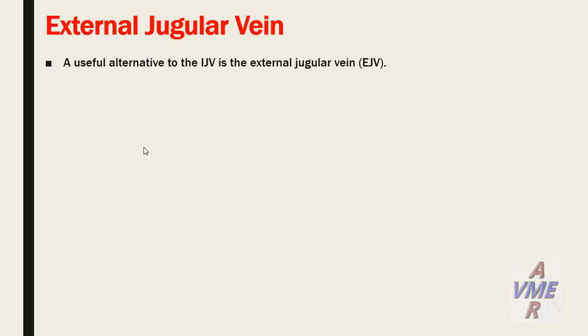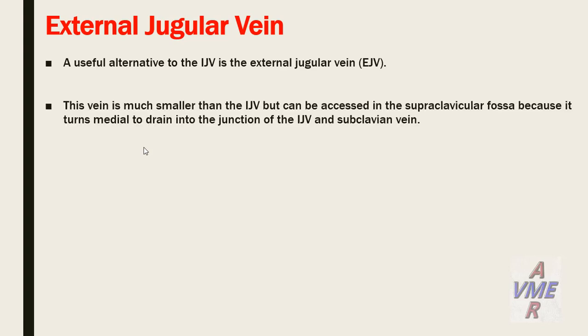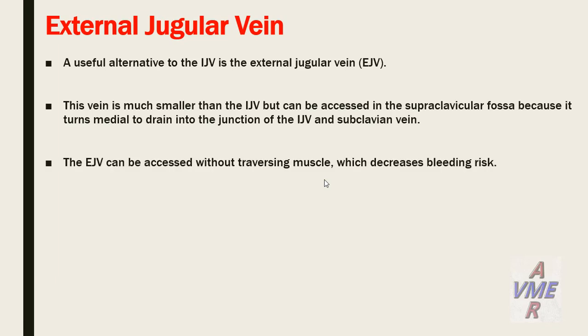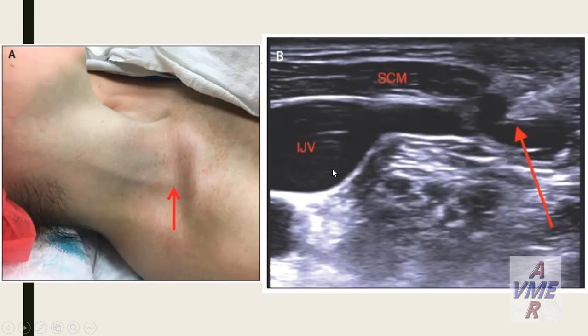External jugular vein: a useful alternative to the internal jugular vein is the external jugular vein. The vein is much smaller than the internal jugular but can be accessed in the supraclavicular fossa because it turns medial to drain into the junction of the internal jugular vein and subclavian vein. The external jugular vein can be accessed without traversing the muscle, which decreases bleeding risk. This is the external jugular vein, and we have here the sternocleidomastoid muscle and the internal jugular vein, and this is the wire.